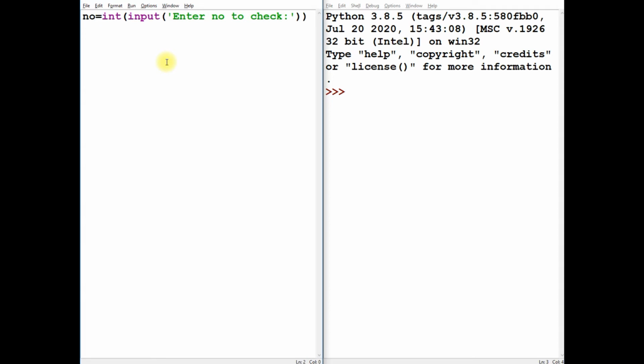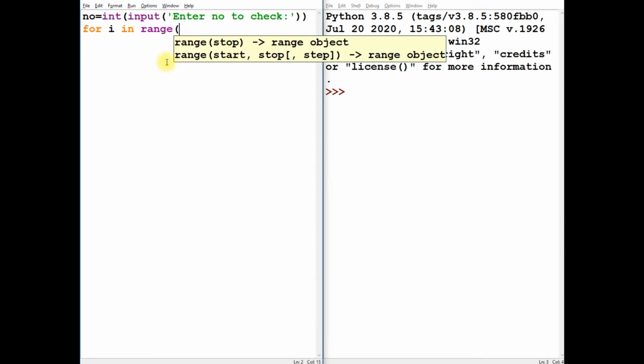Okay. Now what I'll do, I'll check whether the number is prime or not. So for I in range, I'll start with 2, because if I start with 1, in that case my remainder would be 0. So I'll start with 2, I'll go up to number. If I go up to number, that means it is number minus 1. So if the number is 9, I am checking up to 8.